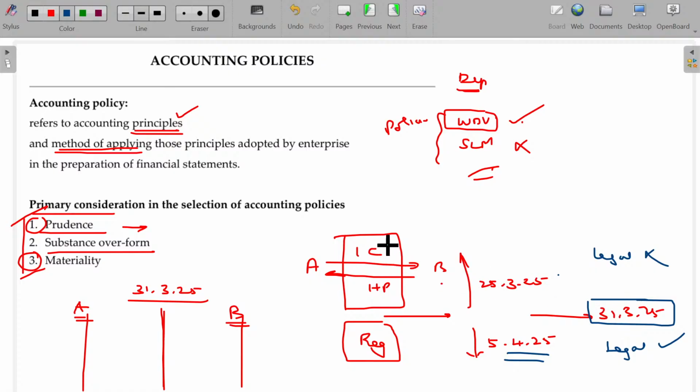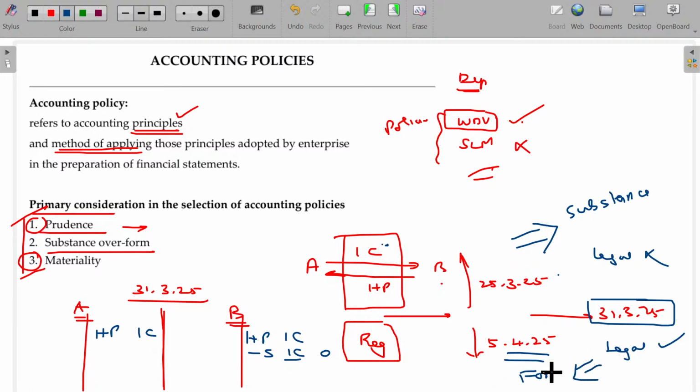Whose asset is this? This will be considered as an asset of A, 1C. Okay, house property 1C. In the case of B, 1C minus the sale that happened. So now the asset is 0. Because this is the reality. Reality is nothing but substance. And this is nothing but legal formalities.